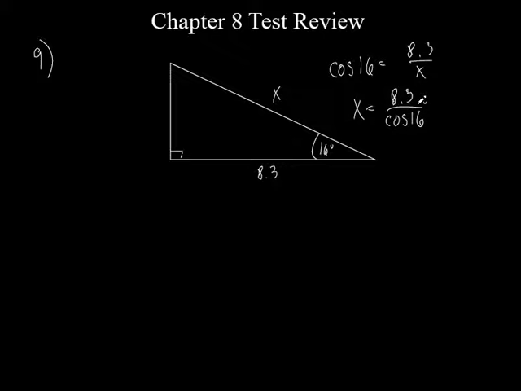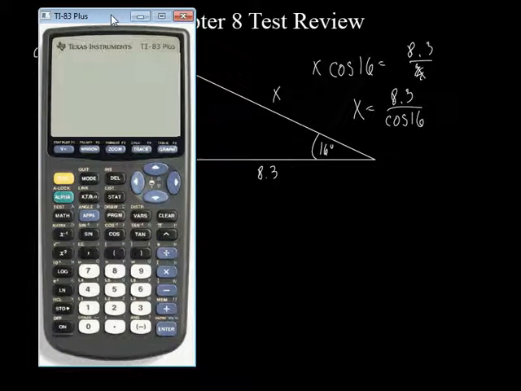I had several people put 8.3 times the cosine of 16. That's not the algebra. The algebra is you move the x over here like this. Do you see that? Canceled out. Then you divide by the cosine of 16, which means it would go on the bottom. So it's 8.3 divided by the cosine of 16. So let's punch this in and see what we get.